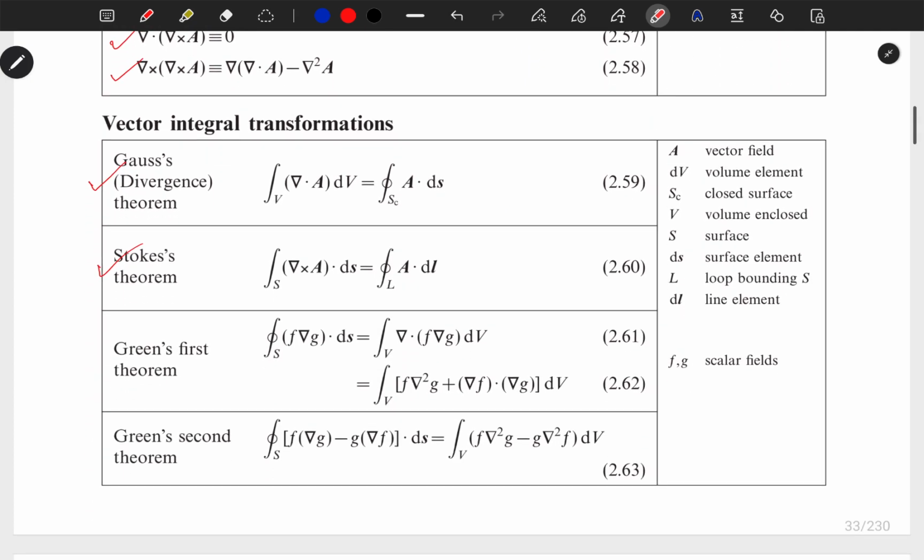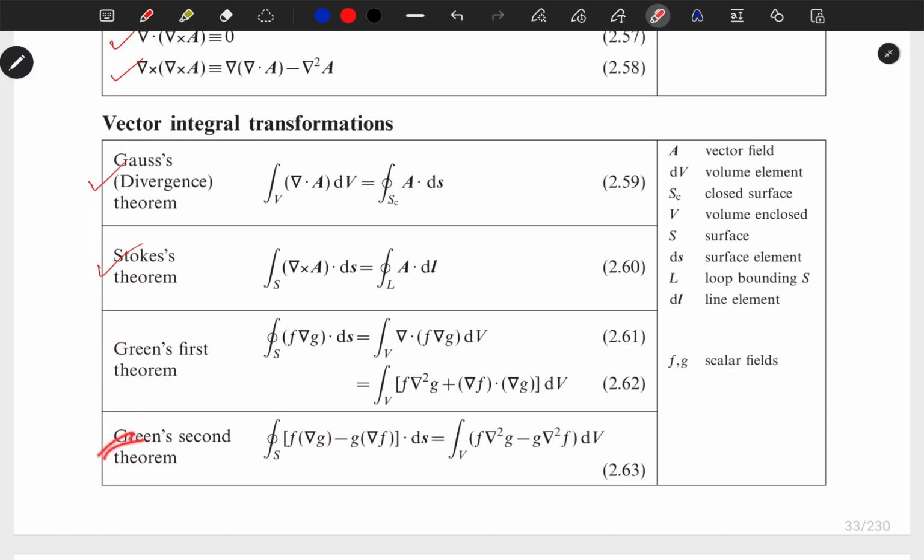Vector integrals: we have Gauss divergence theorem. If we have a divergence and the integration over the volume, then it will transfer to a surface integral of that vector. Stokes theorem: if we have curl in a surface integral, then it will transfer to a line integral of that vector.